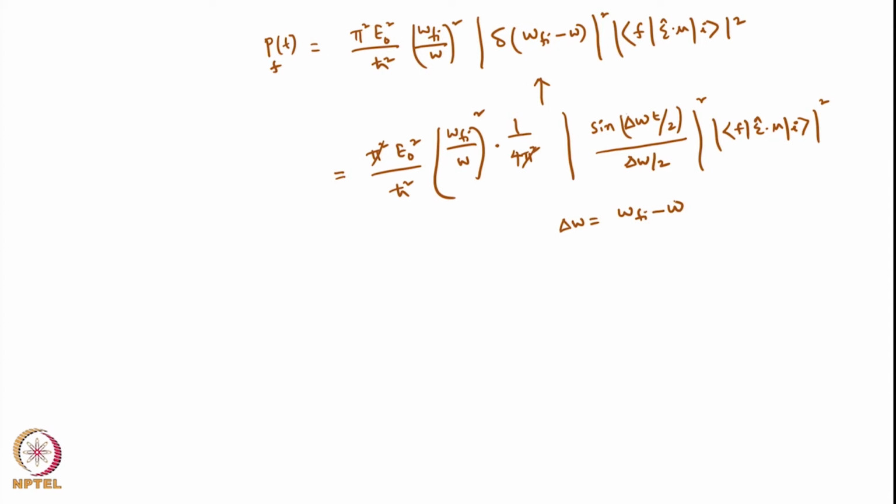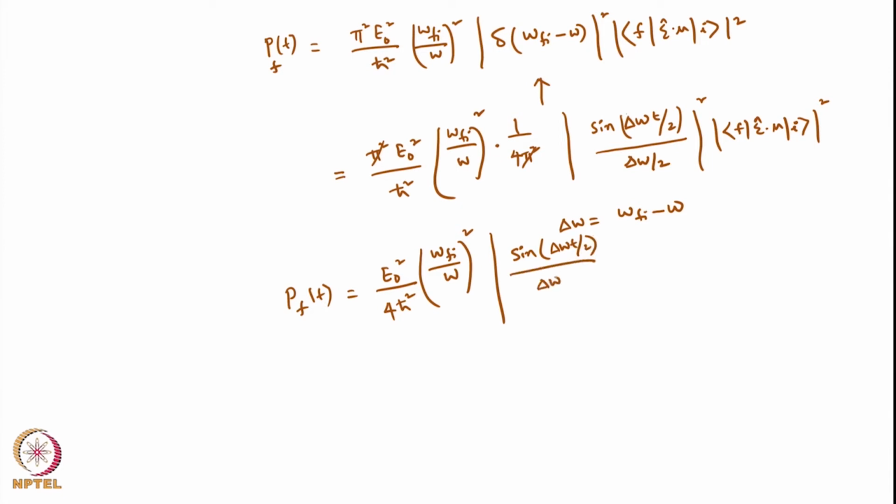Okay. Now, I am going to slightly rewrite this equation. So, Pf of t is equal to E naught square by 4 h bar square, omega Fi by omega, modulus of sine del omega t by 2 divided by del omega by 2, whole square. So this is the probability.